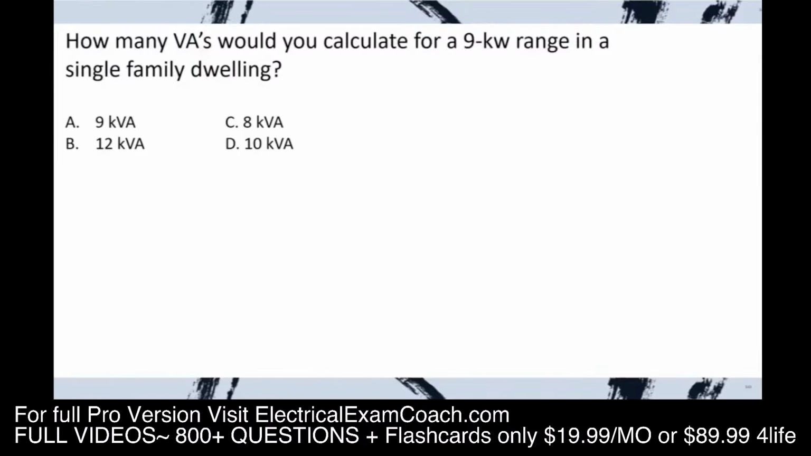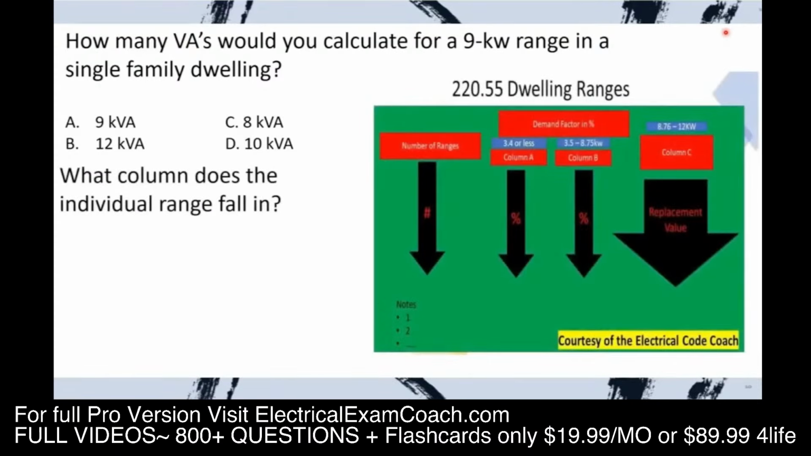How many VAs would you calculate for a 9 kW range in a single family dwelling? The first question we're going to ask is, what column does our individual range fall in? Well, ours is a 9 kW, so it's going to fall into column C because it's greater than 8.76, but not over 12. And column C is a replacement value.